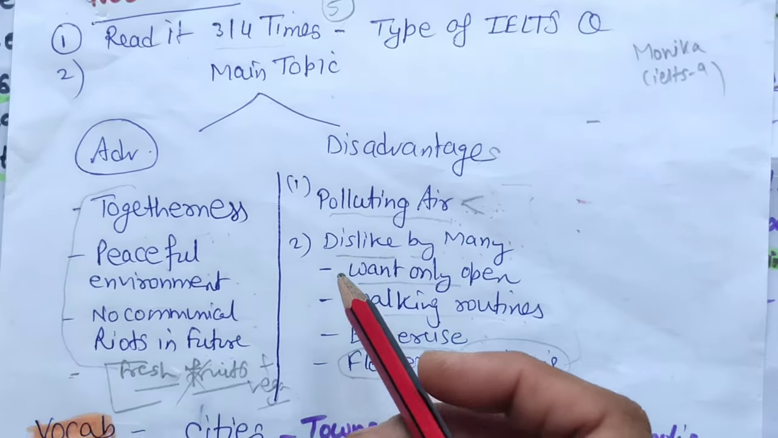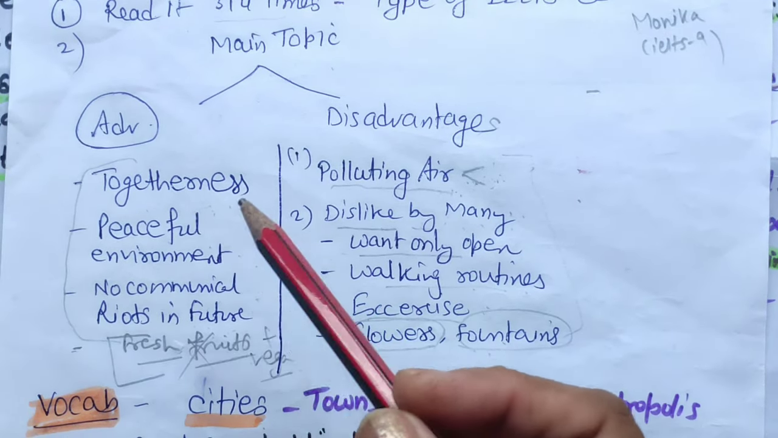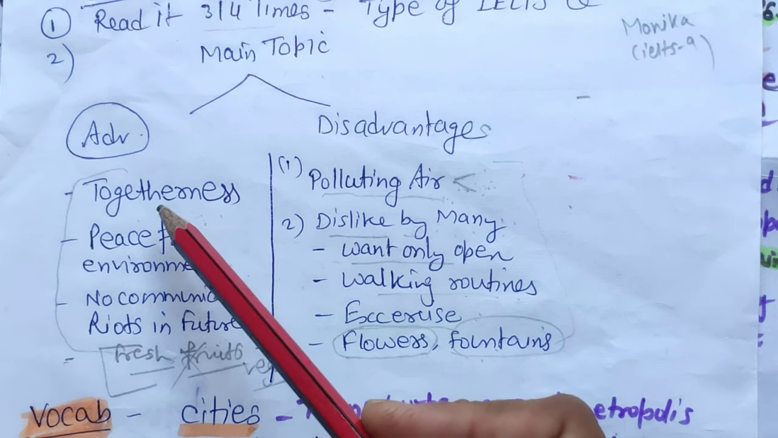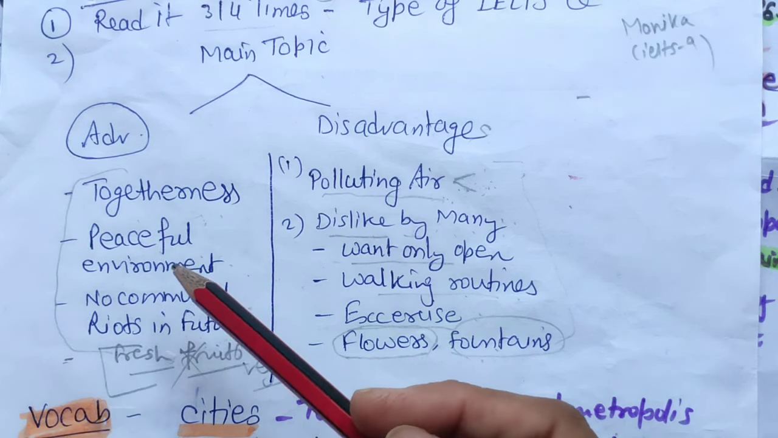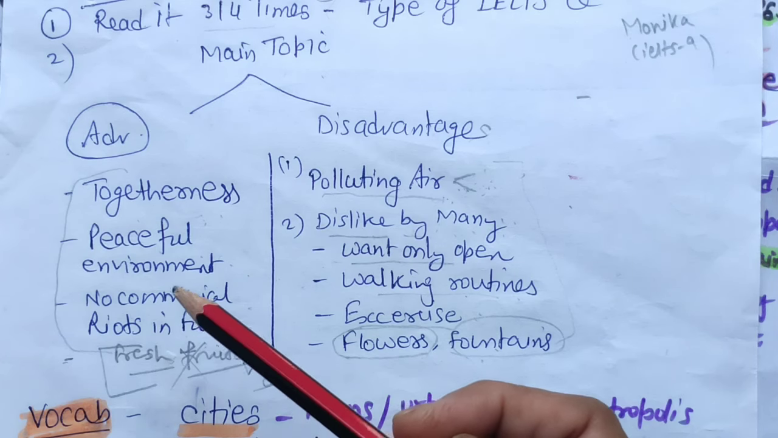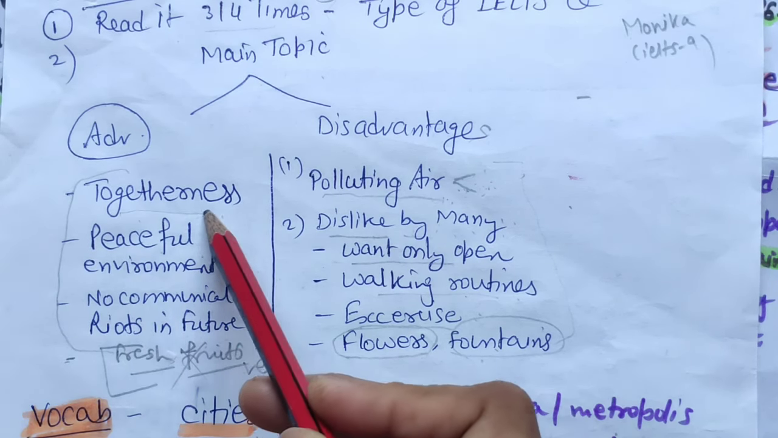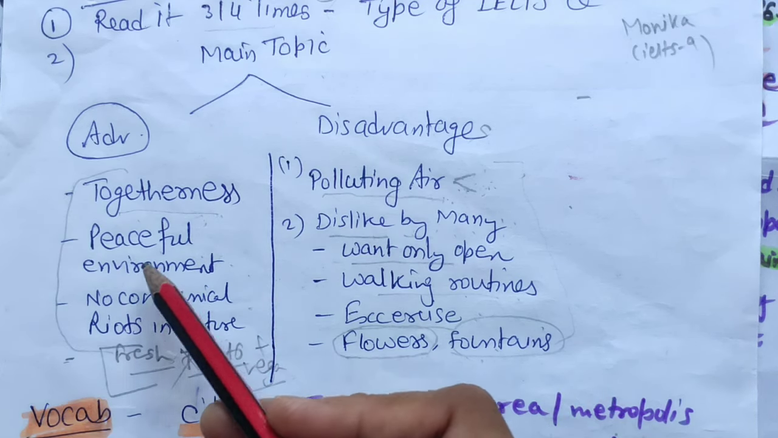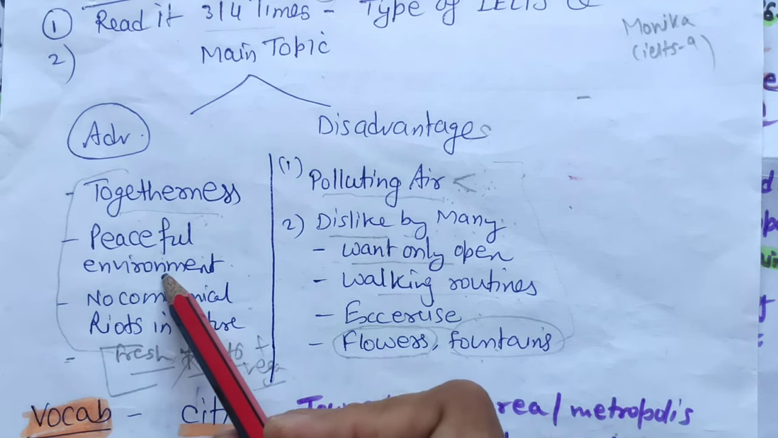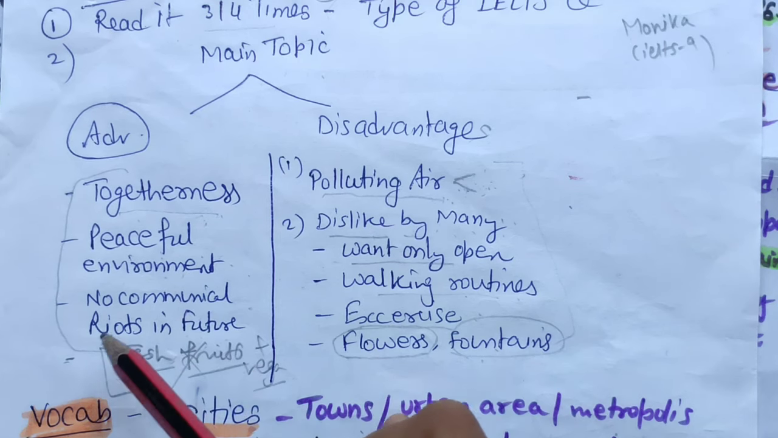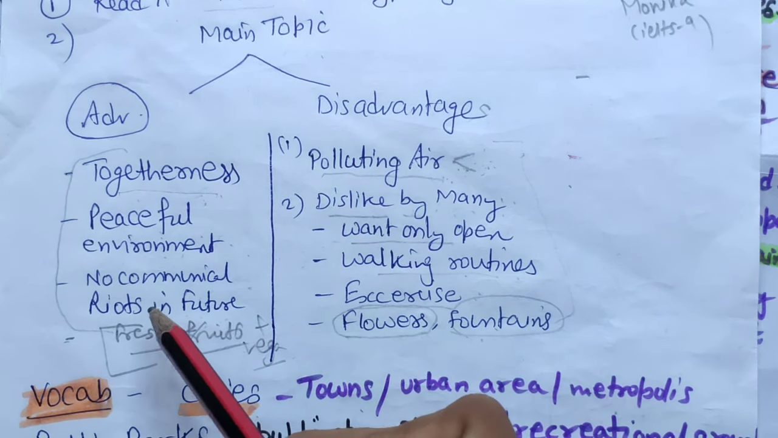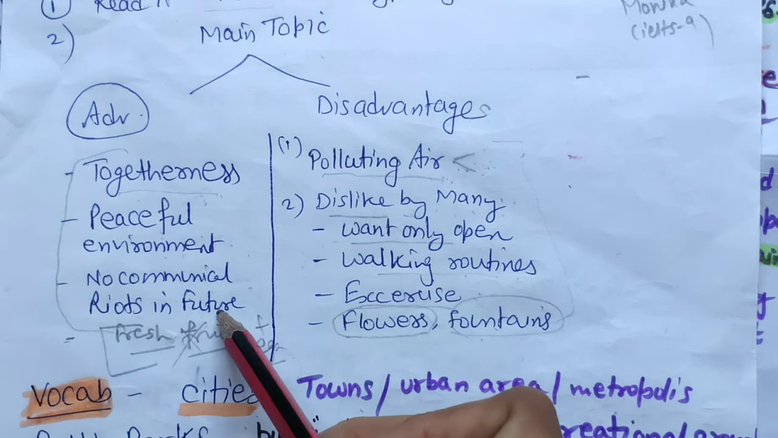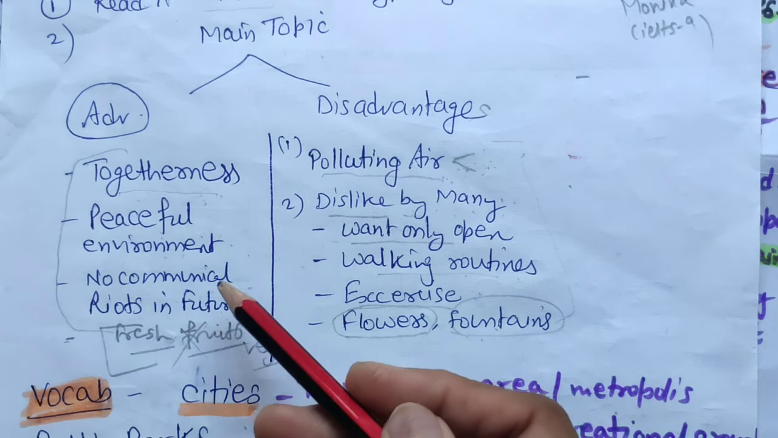Now we have to brainstorm about the advantages and disadvantages. Definitely, the first advantage, I think, is that when people come together in one field or agricultural land or public space, they will feel togetherness, they will be attached with each other, they will discuss common things. And what will be the result? A peaceful environment in the city, and even in the country also.